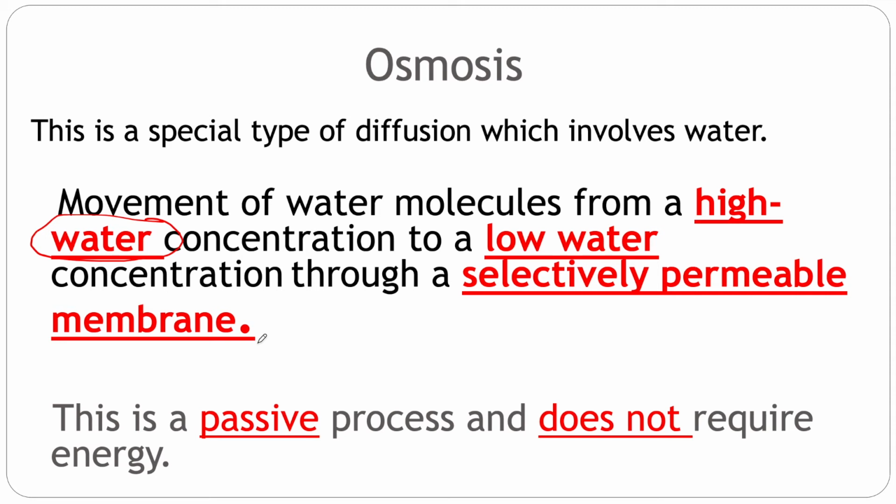If the water concentration is equal on either side of the membrane, water molecules will still move from one side to another, but in equal proportions. This is not osmosis, since osmosis requires a concentration gradient to occur. Osmosis is a very important cellular process as all cells require water to survive.